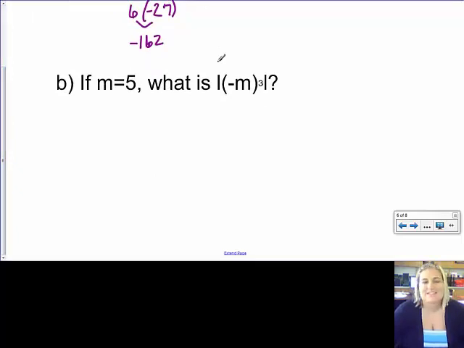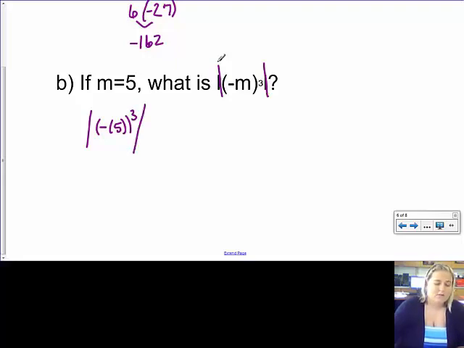B wants us to evaluate if m is equal to 5. So these bars, even though they look really poor, those are actually absolute value bars. It's just the way the program types them out. So I have the absolute value of -m, which is 5, and that is to the third power. So this is just going to give me -5. So I have the absolute value of -5 to the third power.